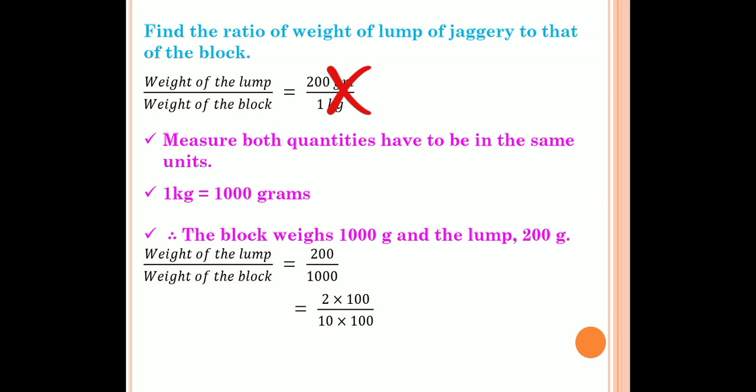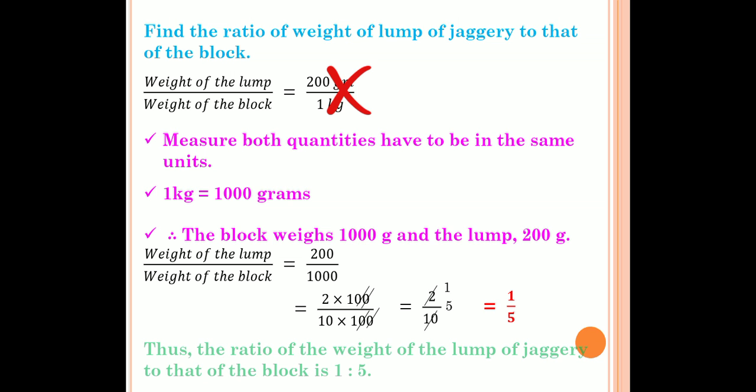That is equal to 2 into 100 upon 10 into 100. When you cancel all the zeros, what we have left is 2 upon 10. 2 ones are 2, 2 fives are 10. So that is equal to 1 upon 5. Thus, the ratio of the weight of the lump of jaggery to that of the block is 1:5.